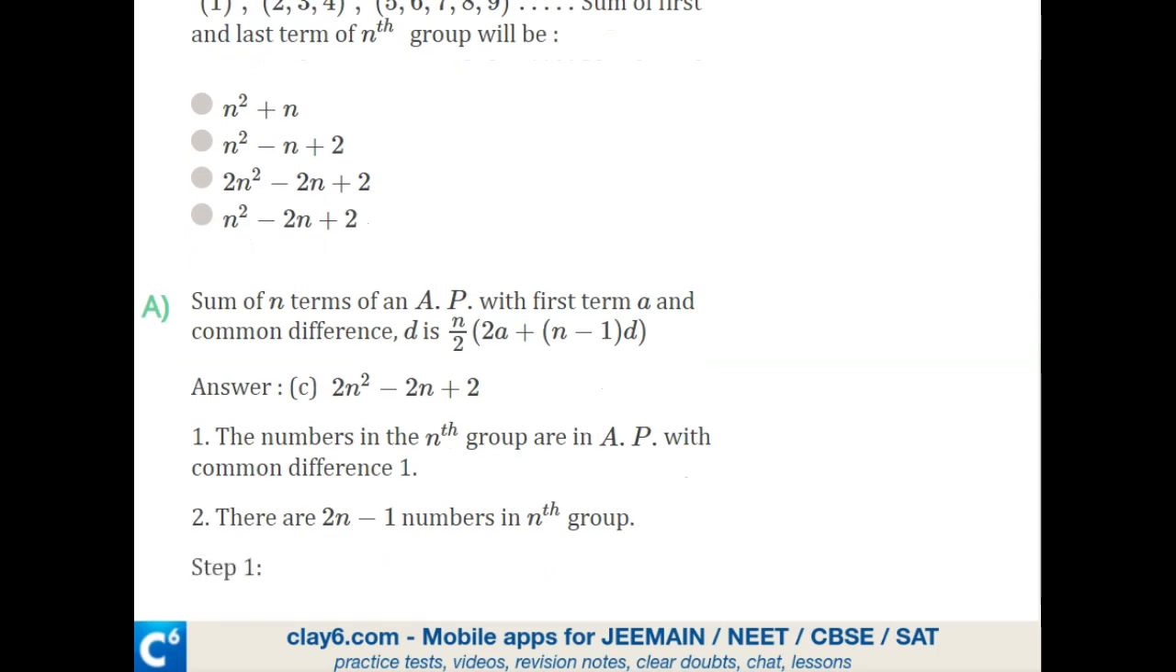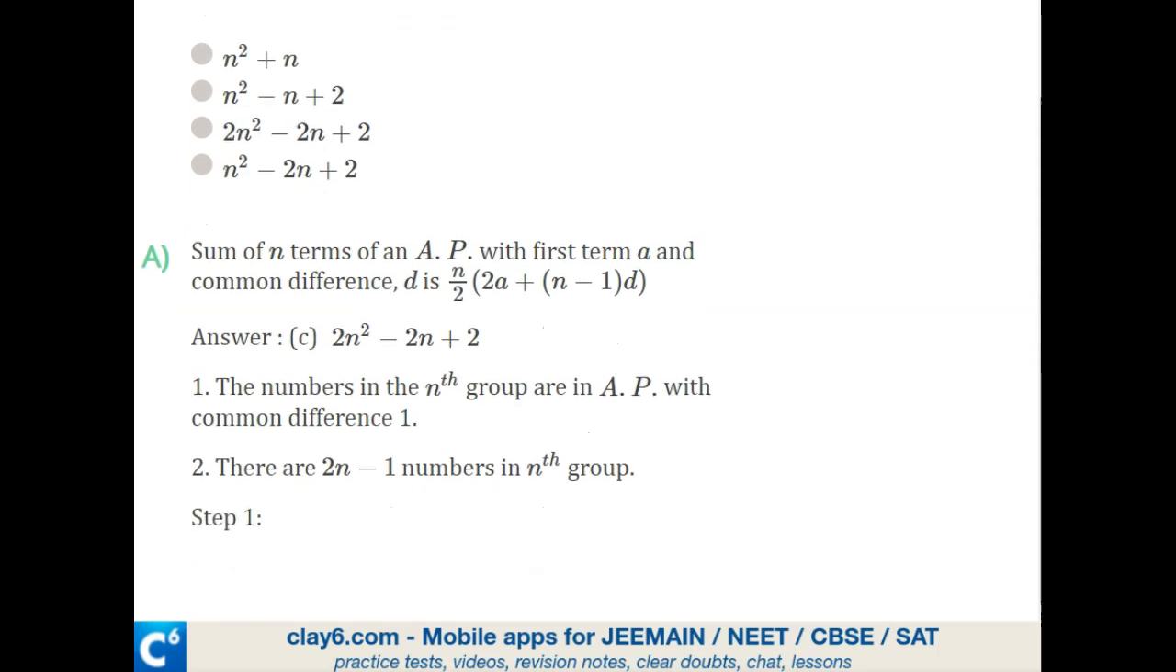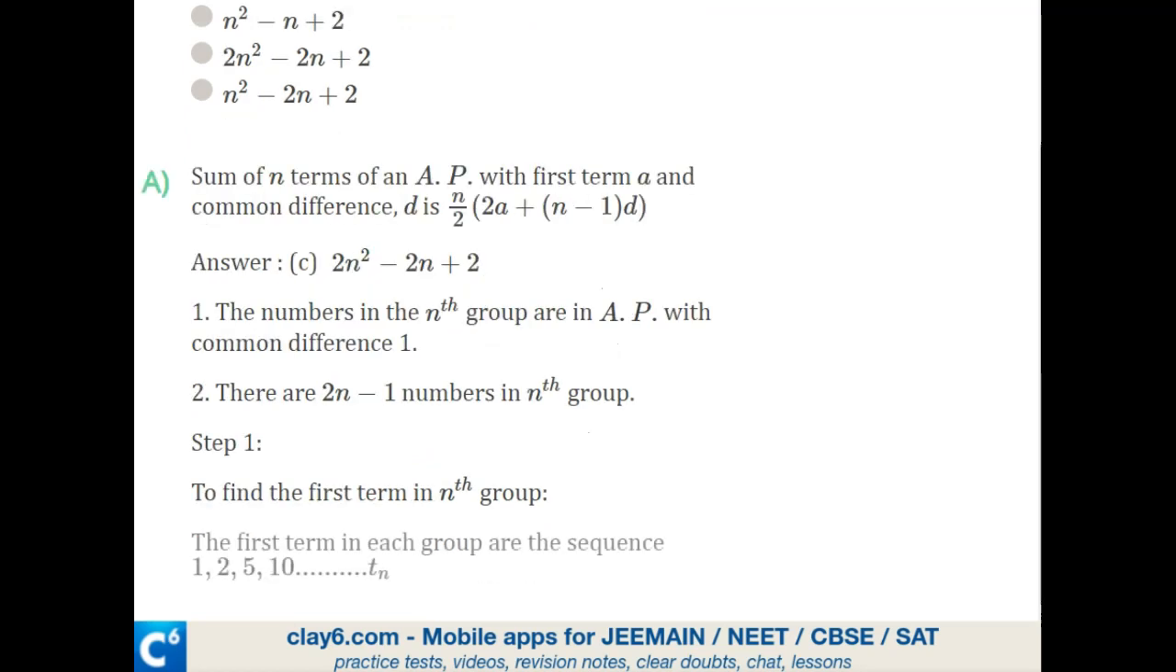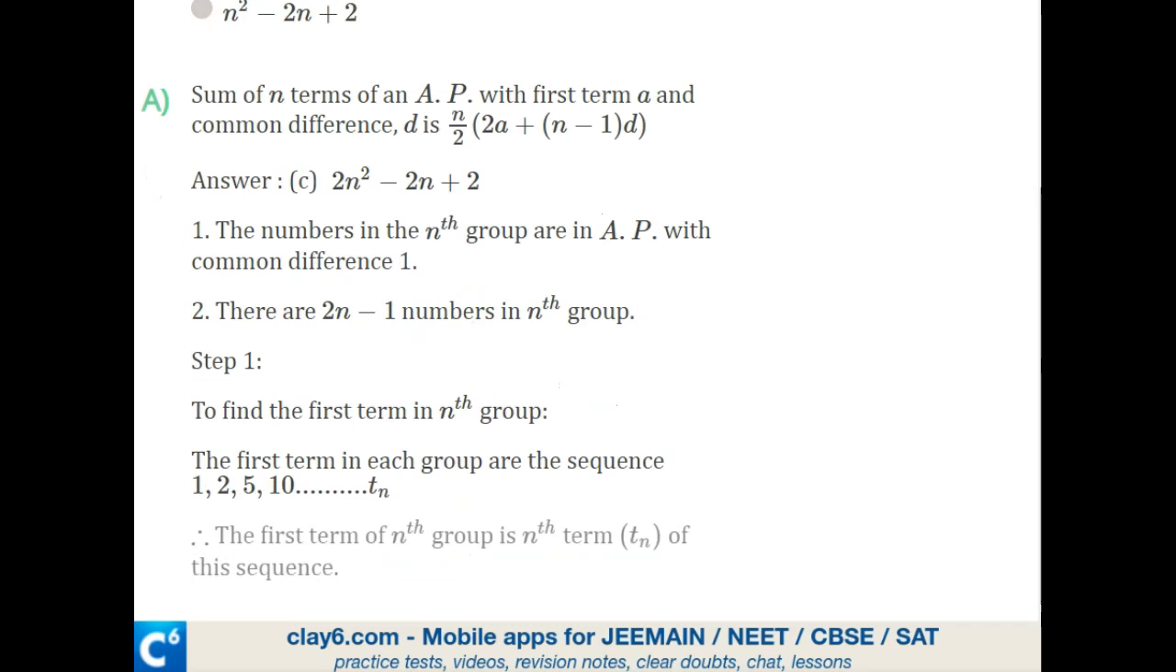Okay, so the first goal is to find the first term of the nth group. So what are the first terms of every group? It's 1, 2, 5, 10 till the nth group. Let's say the first term of the nth group is Tn. So here is where we have to use our tricks from sequences and series and get this Tn. This is what makes this problem a hard one.